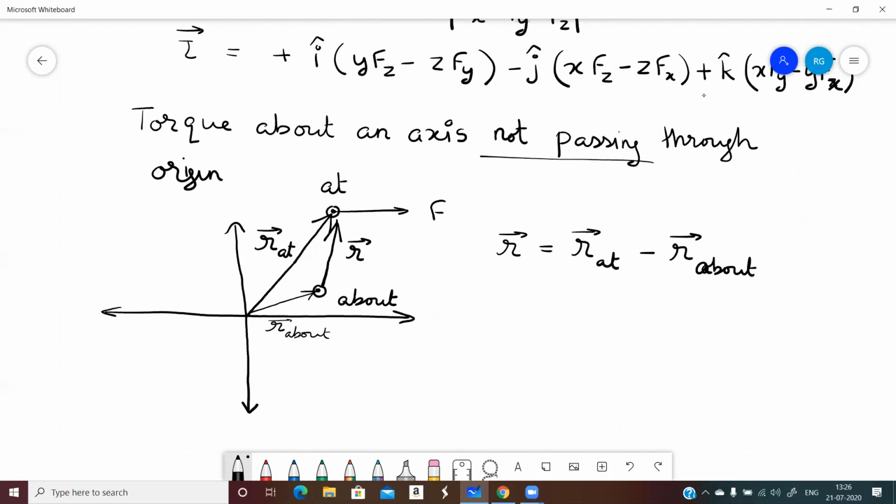So whenever we have to find the torque about an axis not passing through the origin, what we do is we find the position vector in this manner. We say that the position vector is the position vector of the point at which the force is acting minus the position vector of the point about which we have to find the torque. And once we have found r like this, we do torque is equal to r cross F, and then using the same formula as the determinant, we can find out the torque.